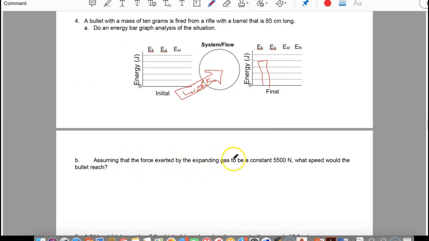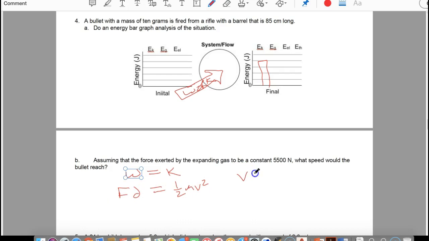If we assume that the force exerted by the expanding gases has a constant 5,500 newtons, what speed would that bullet reach? Okay, so let's go through and figure out what that is. To do that, we need to set up our equation. So we know that work is going to go to kinetic energy. Work is FD. We're assuming that it's in the same direction, so we don't need cosine of the angle. And that's equal to kinetic energy, which is 1/2 mv squared. Let's go ahead and solve this for our velocity.